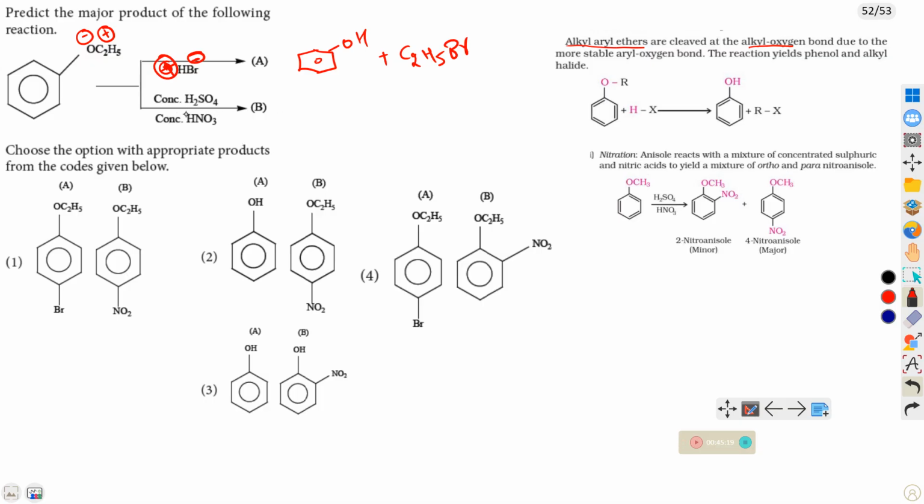Reaction nitration. What is the major product? Nitration major product is the para product. So OC2H5 with NO2 substituted at the para position. Based on that, second option is the correct option.